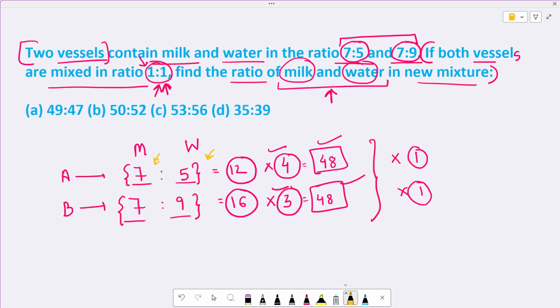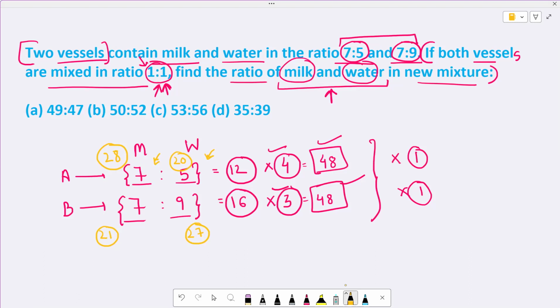So on multiplying 7 by 4, we get here 28, the new value. On multiplying 5 by 4, we get here 20. On multiplying 7 by 3, we get here 21. And on multiplying 9 by 3, we get here 27. So now these are the new values that we have.